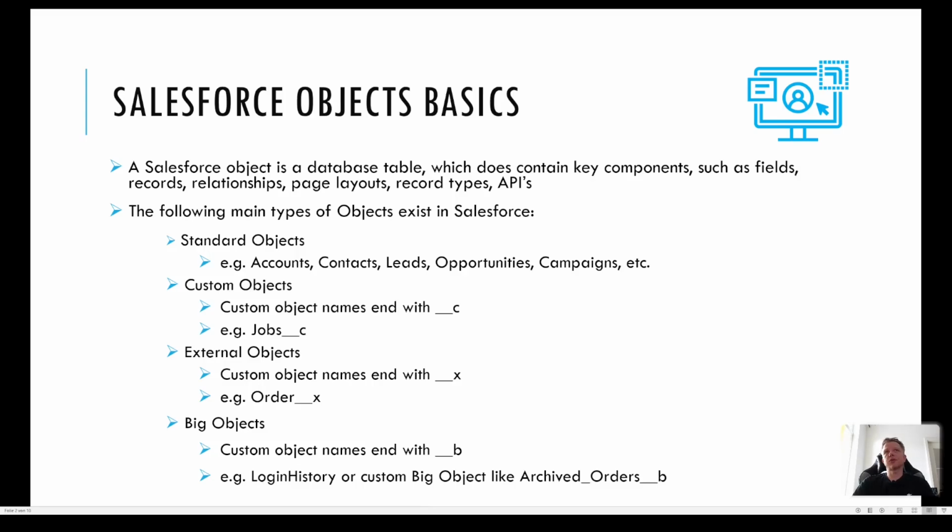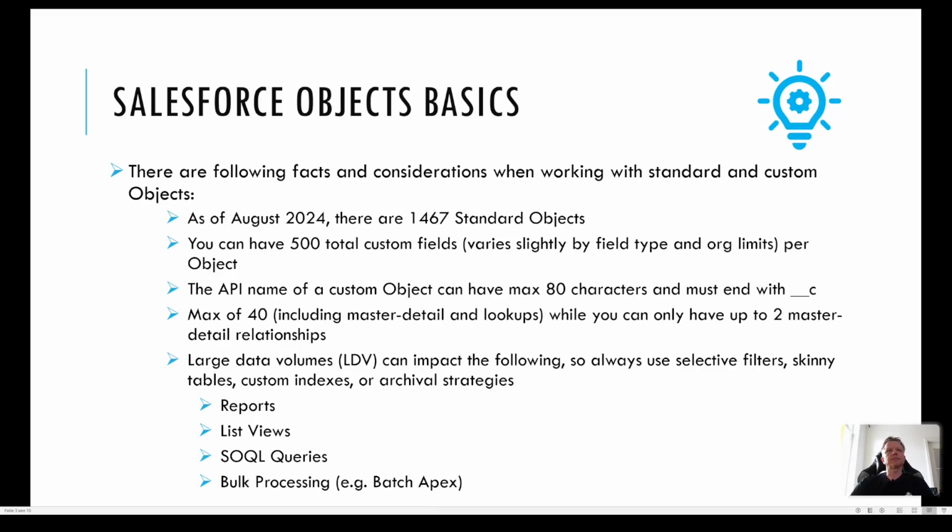And when you start talking about objects with an admin, developer, architect, or consultant, 90% of all the time I believe you're talking about standard objects, custom objects, external objects, and big objects, okay? There are more objects, we cover them later in this video, but they are very, very specific, okay? Let's for now just focus on these 4 object types, all right? So standard custom objects.